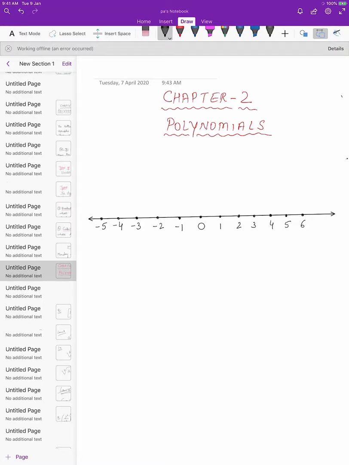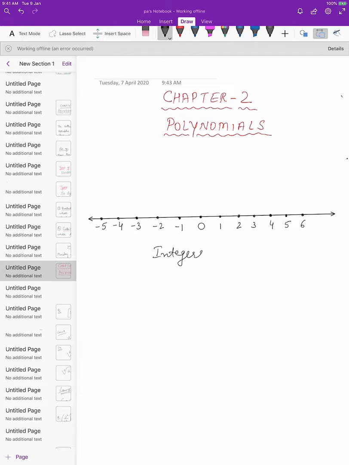So today we are going to start with the second chapter, that is polynomials. Now before I start with the basic definition of polynomials, I would just like to show you the difference between integers and whole numbers. For example, just look at this number line.